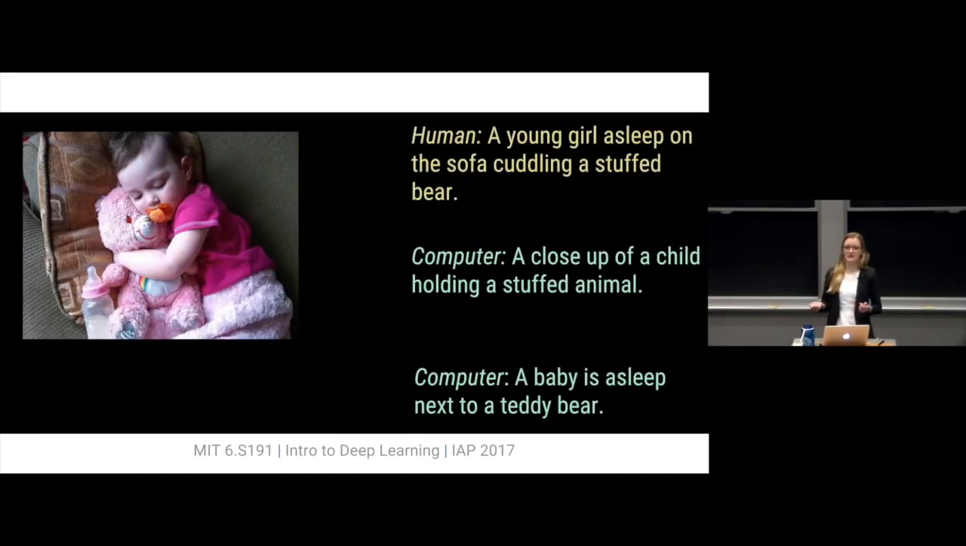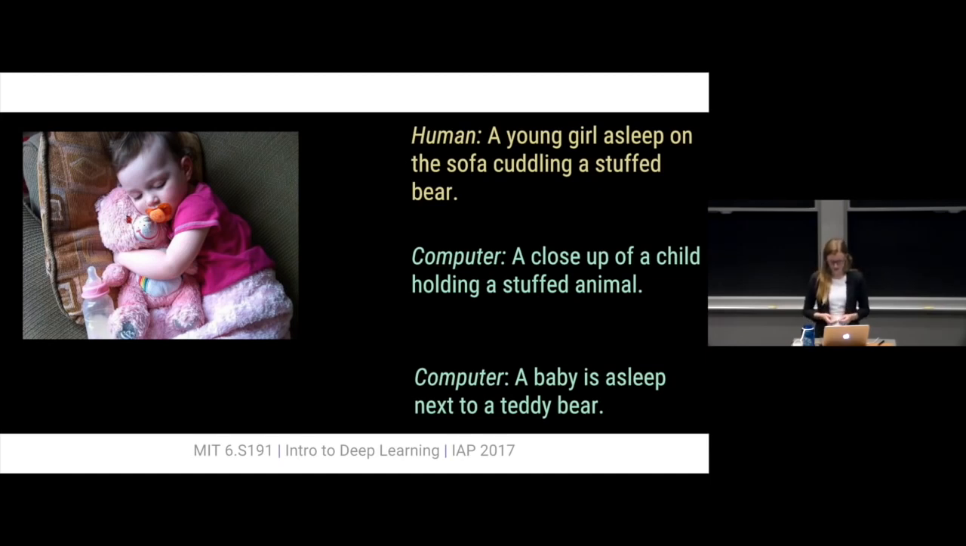So now let's look at some examples of how this works. Here we have an image which is fed into the model. And we've also got a human that has labeled this image with a caption. The human says, "A young girl asleep on the sofa cuddling a stuffed bear." And the computer has generated two captions, which is sort of cool. You can sample the space and get different captions for the same image.